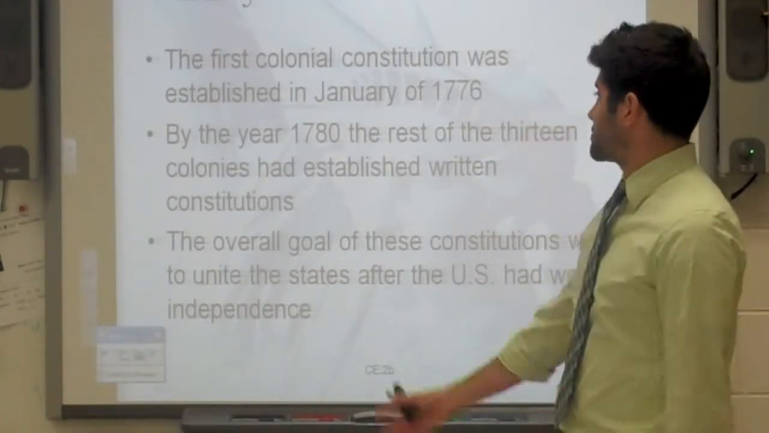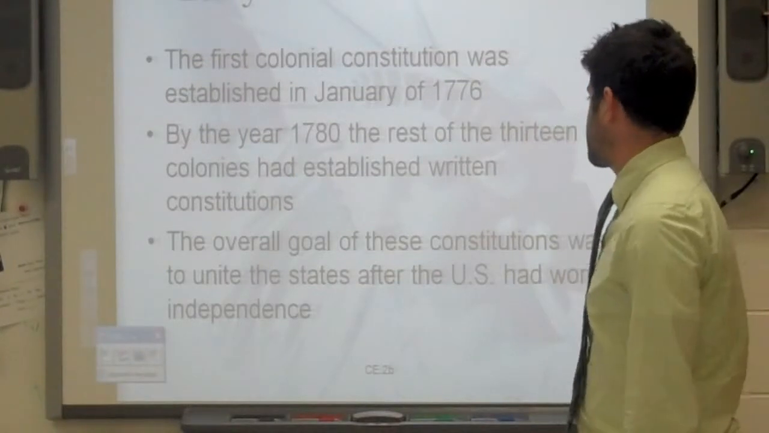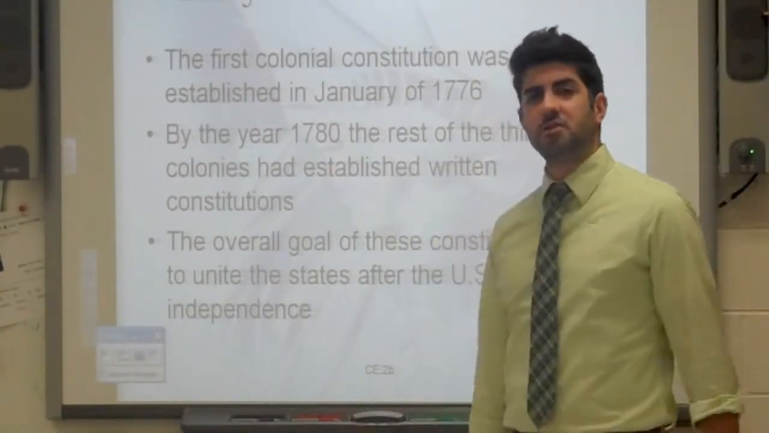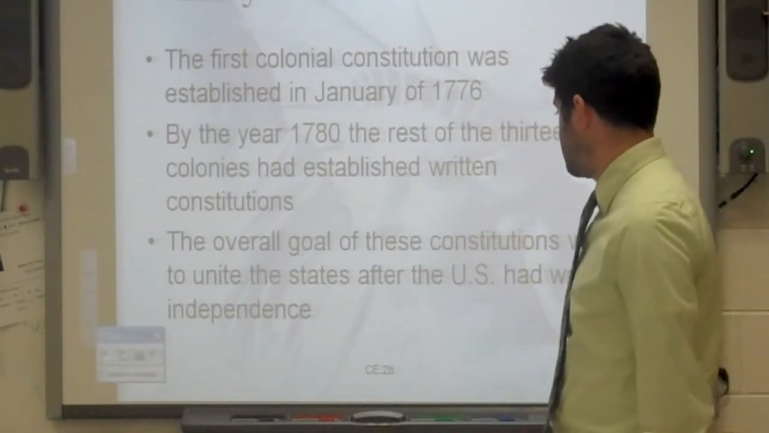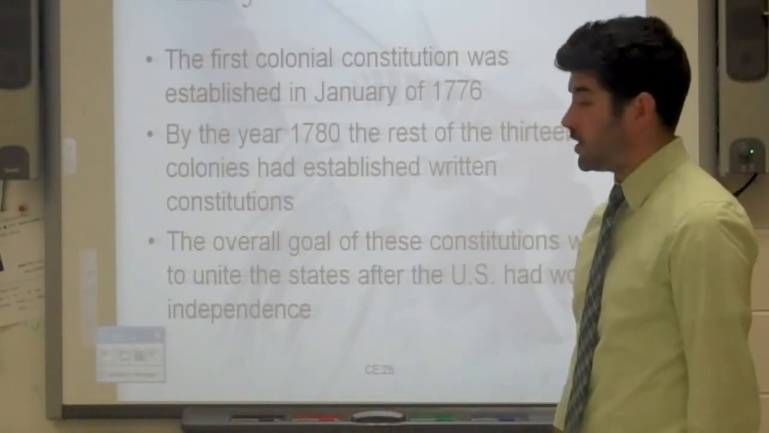So, a little background. Our first colonial constitution was established January 1776. By 1780, all the original 13 colonies had their own constitution. The overall goal was to unite the states against Britain for independence.